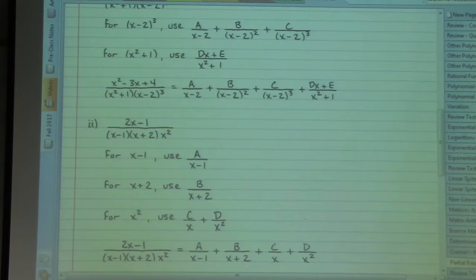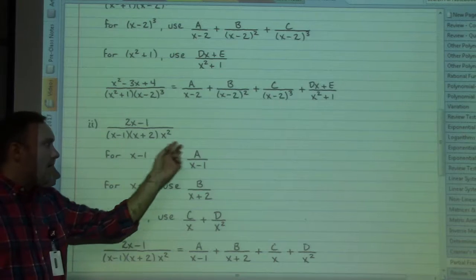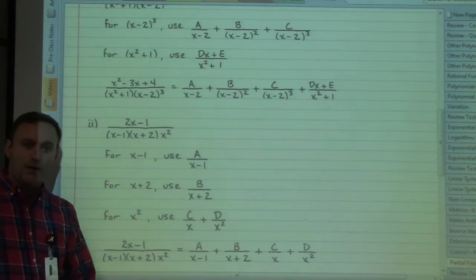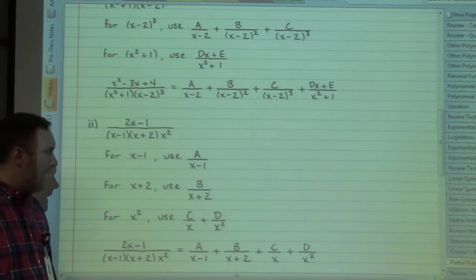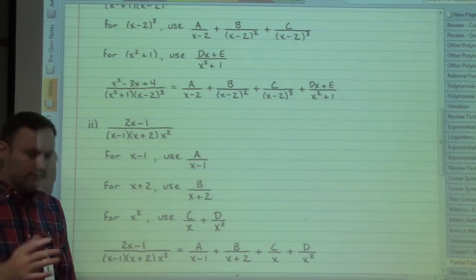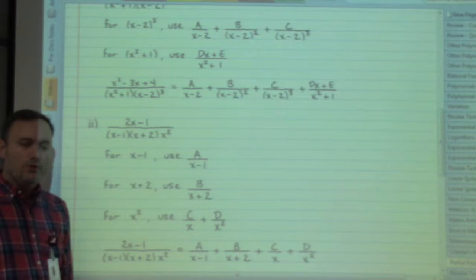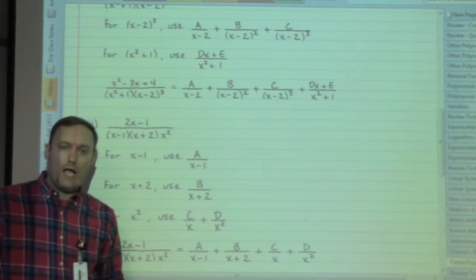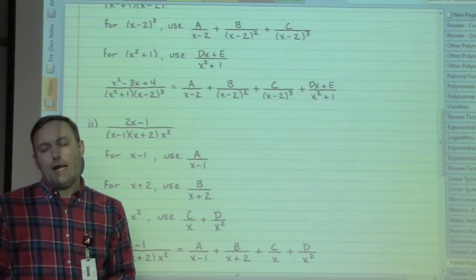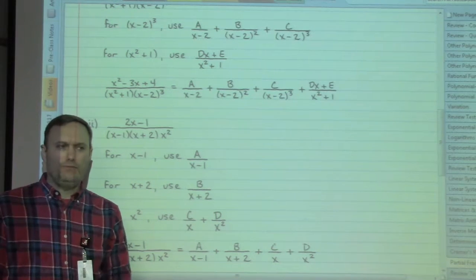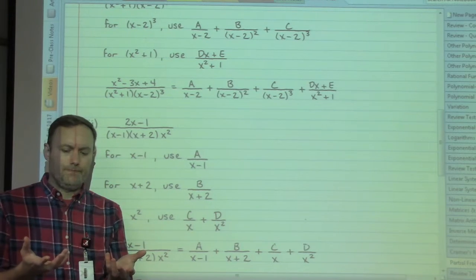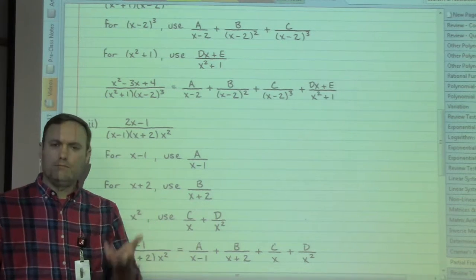So here's a little something that's different, in that all of the factors that show up in this denominator are linear. Are they really? Yeah, they are. X minus 1, definitely linear. X plus 2, definitely linear. X squared, well, isn't x squared quadratic? True, it's quadratic, but can it be factored? Well, sure it can. X times x. Linear. Linear.